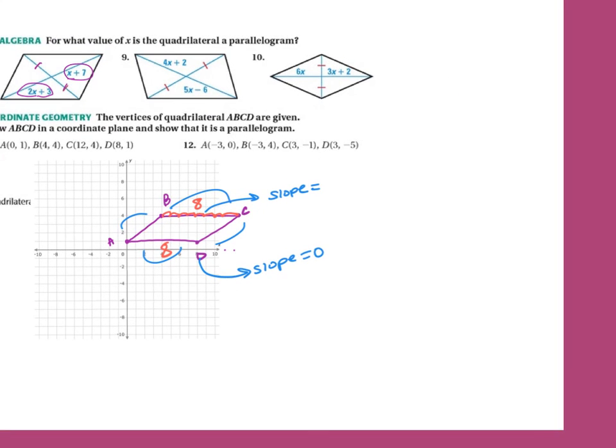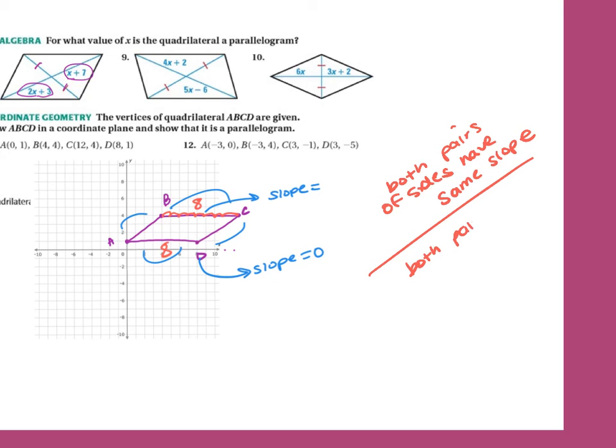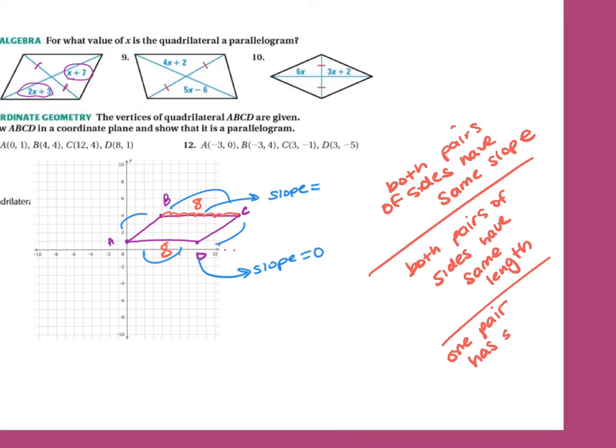So if you're trying to prove both pairs of sides have to have the same slope, or both pairs of sides have the same length, or one pair has the same slope and length. So for 12, I expect to see it plotted on a coordinate grid, okay, and then you figure it out from there.